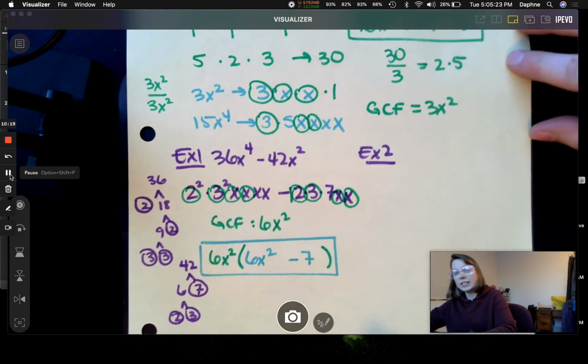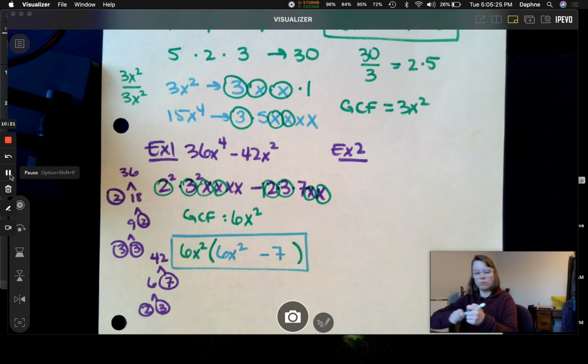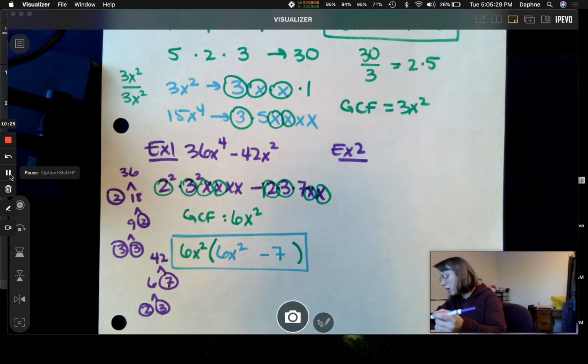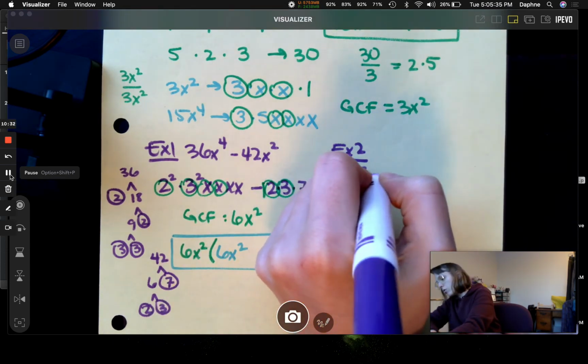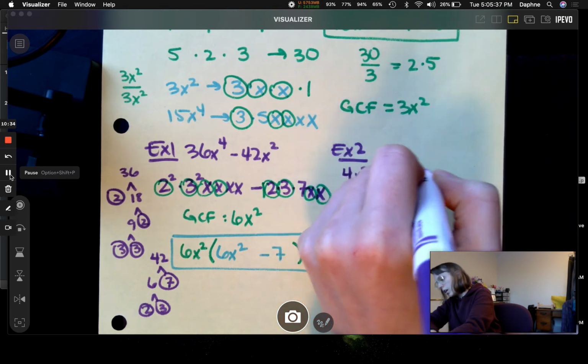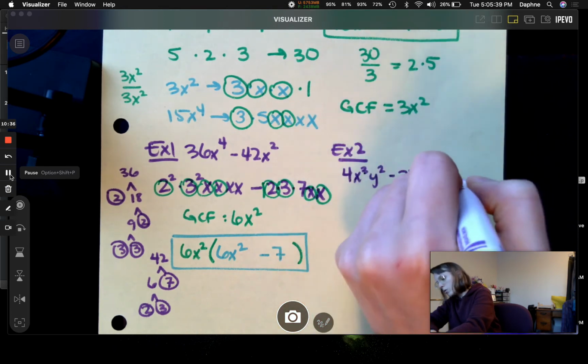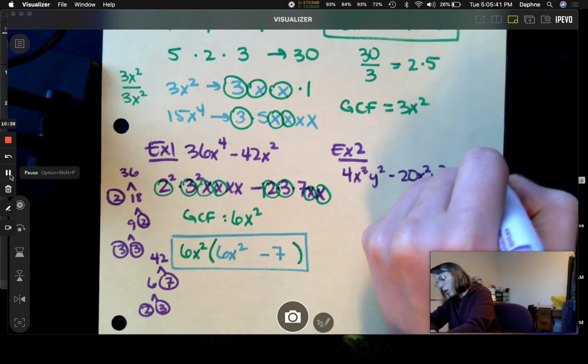All right, example 2. Same thing, and I'm going to take more time. Okay, so 4x cubed y squared minus 20x squared y cubed plus 12xy to the 5th.